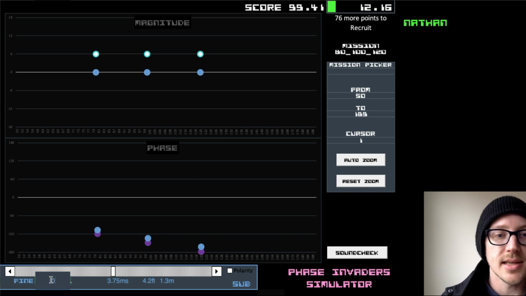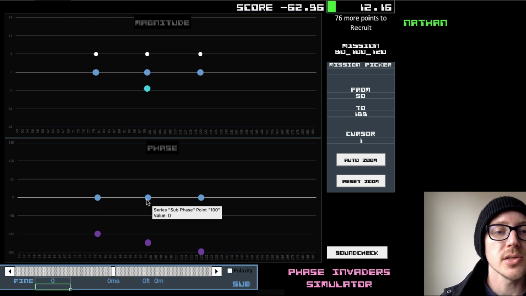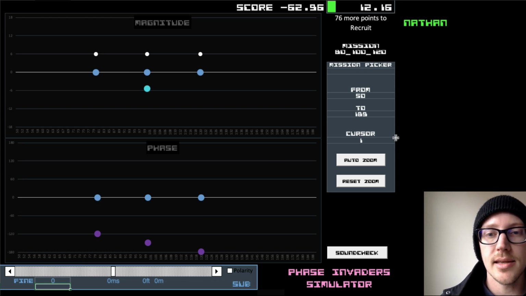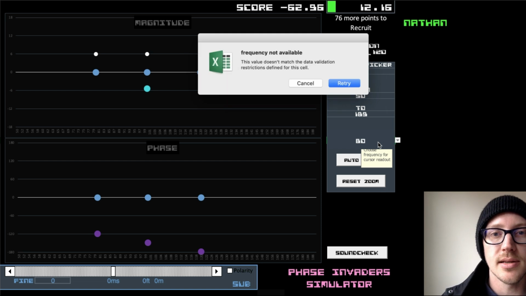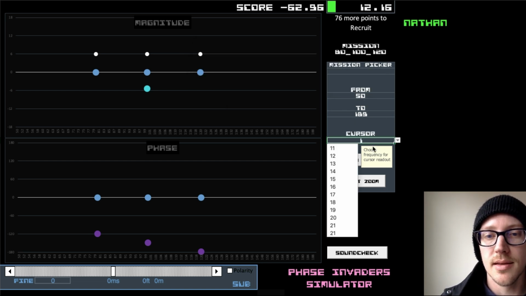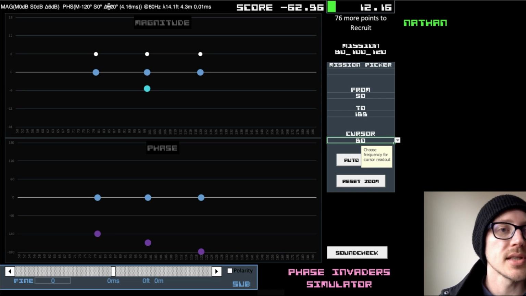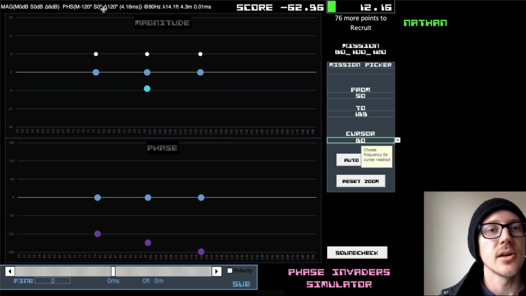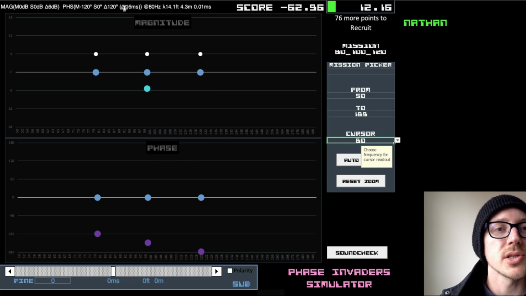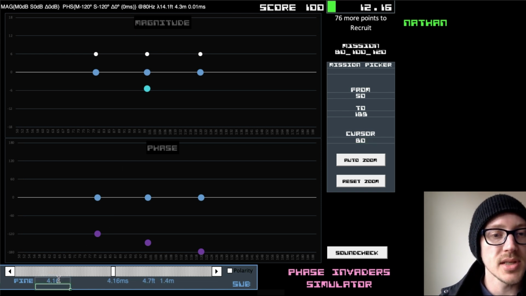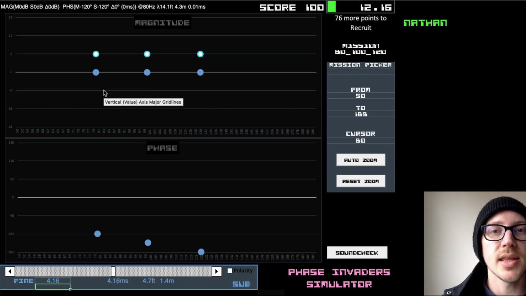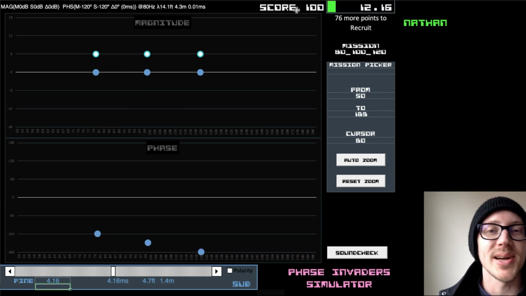Now if I were to reset this, I could also find the answer by putting my cursor on one of these points. So let's put the cursor at 80. Sometimes I can type it in, sometimes that doesn't work, and I can explain that later if you want. Okay, so if we look at 80, I've got a bunch of information up here, but what I'm really interested in is delta phase. So the difference in phase between the main and the sub at 80 hertz is 120 degrees, which this already calculates for me is 4.16 milliseconds. Okay, so if I put 4.16 milliseconds, perfect answer, I win the game, a score of 100.